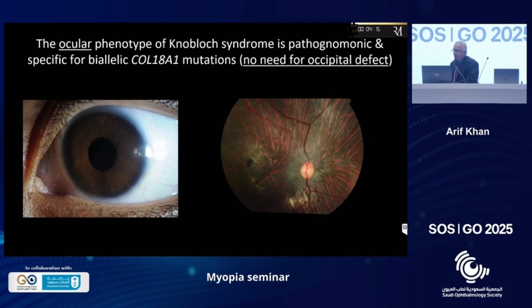They have a macular defect. They have the choroidal vessels radiating from the center, and they have a fibrillar vitreous. This is pathognomonic. Nothing else can cause this.